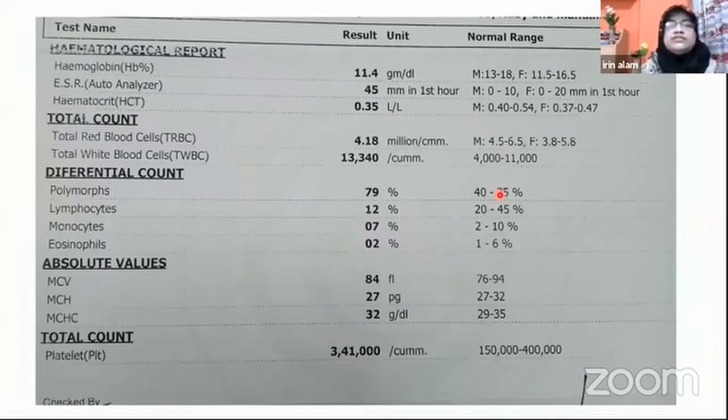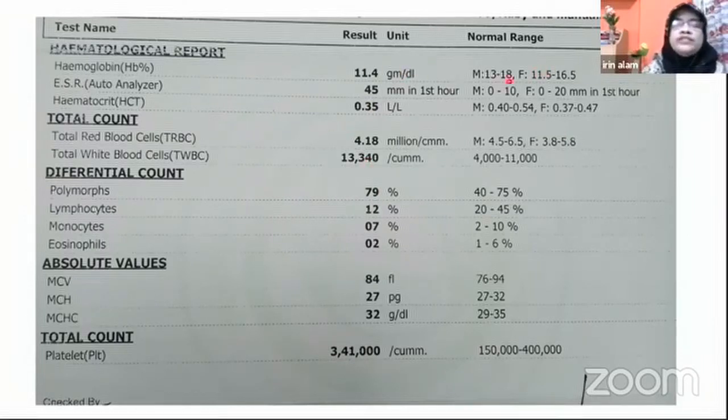This is a picture. There may be a picture like this, and maybe a question, what is this picture? You show that there is hemoglobin, ESR, and total count, and also differential counts, MCV, MCHC, platelet count. So this is a picture of CBC, that means complete blood picture. This is a normal picture.